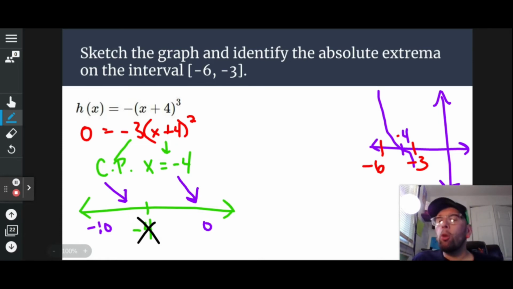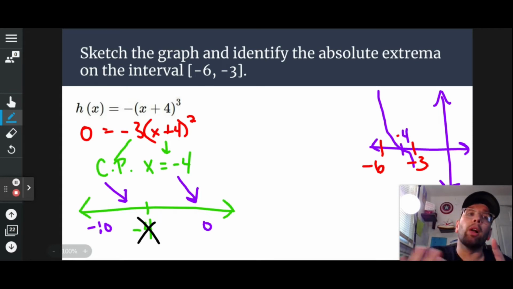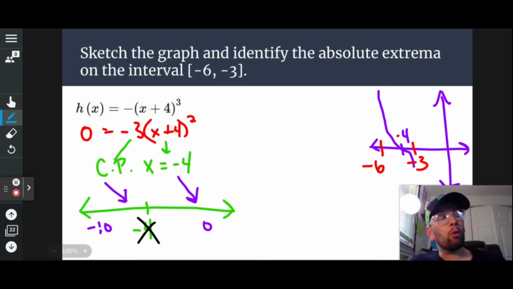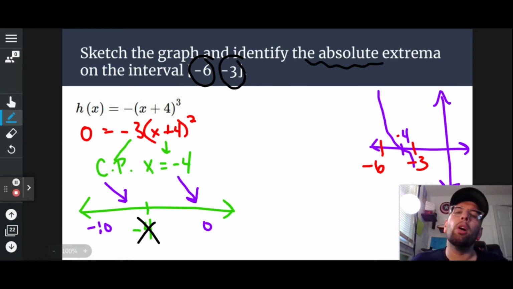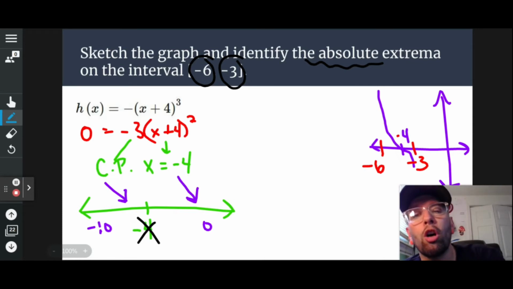I mean, it's still a critical point, but that's not going to factor into my relative maximum or relative minimum. And here, I don't care about relative maximum or relative minimum because I care about absolute maximum and absolute minimum. And you might be thinking, well, then what do we do? Well, we still have to plug in these endpoints into the original equation to come up with our possible maximum or minimum.